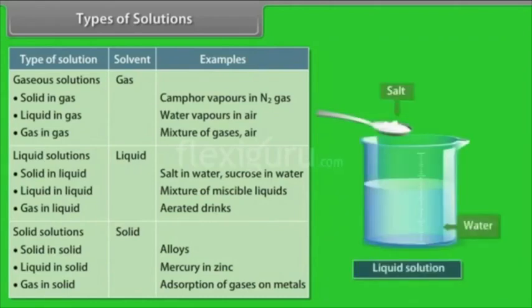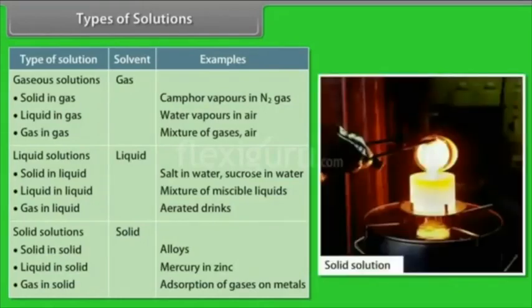In liquid solutions, liquid is the solvent. They are categorized as follows: solid in liquid, for example, salt in water or sucrose in water. Liquid in liquid, for example, mixture of miscible liquids. Gas in liquid, for example, aerated drinks.